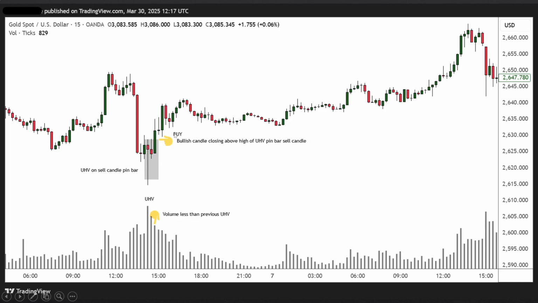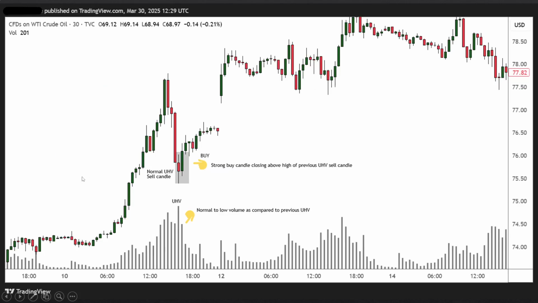You just need to buy on this pin bar. If the green candle closes above the high of the pin bar, you just buy there. You place stop loss below, and you should expect 1:3, 1:4, 1:5, whatever you want. You will get a very good trade on such types of scenarios.